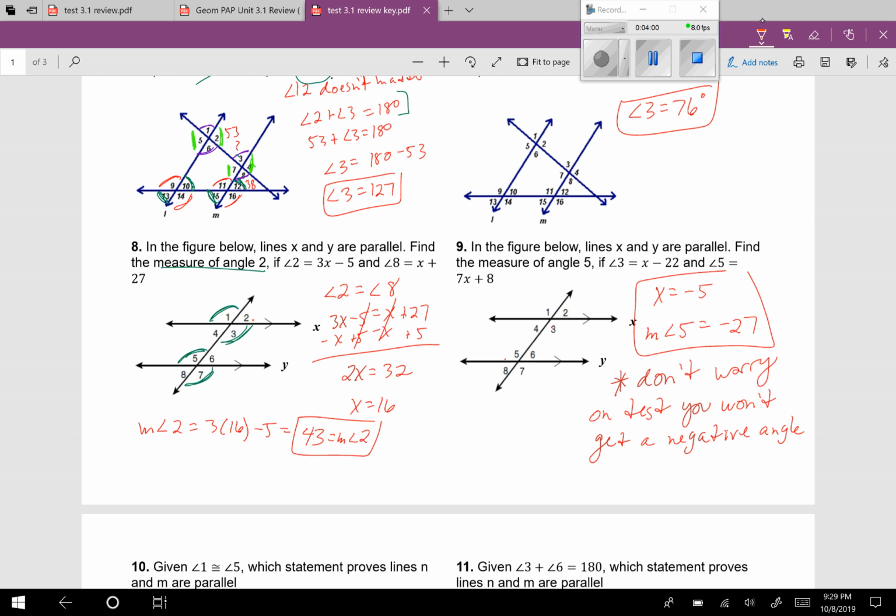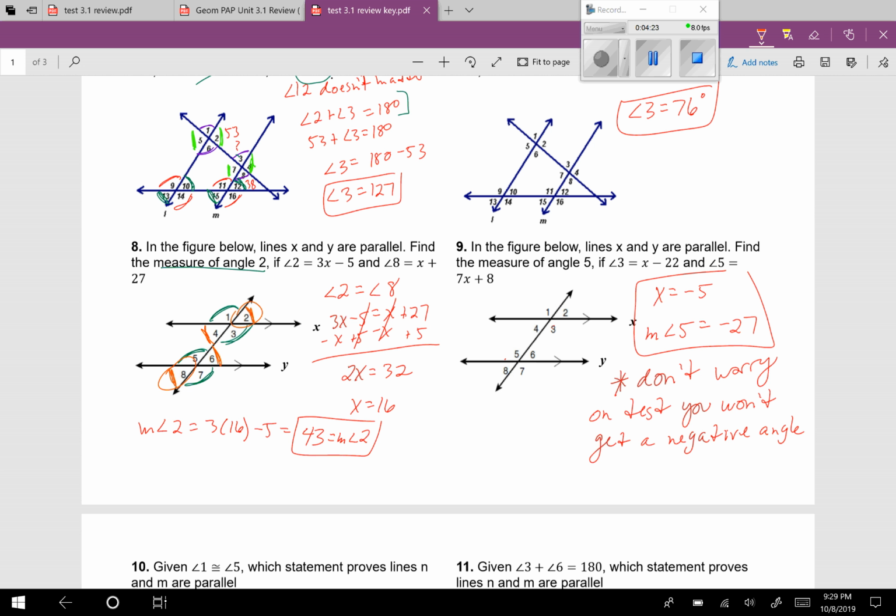Okay, and then we'll get our second color. And so if you look at them, angle 2 and angle 8, they're the same color, so they're equal to each other. So I set them equal, and then I solved for x, okay? And so you should get that x is equal to 16.